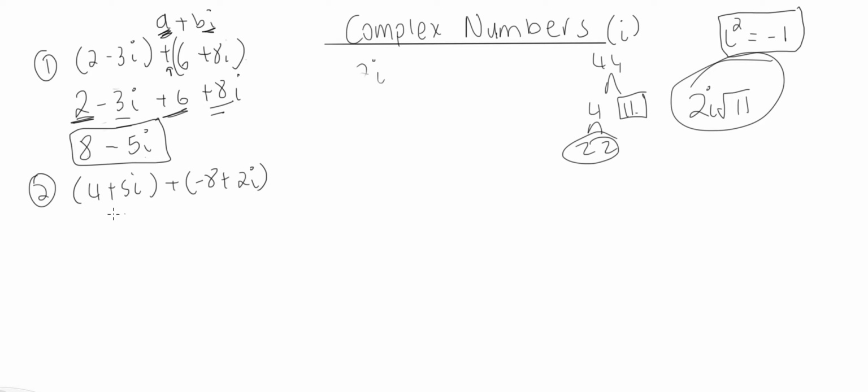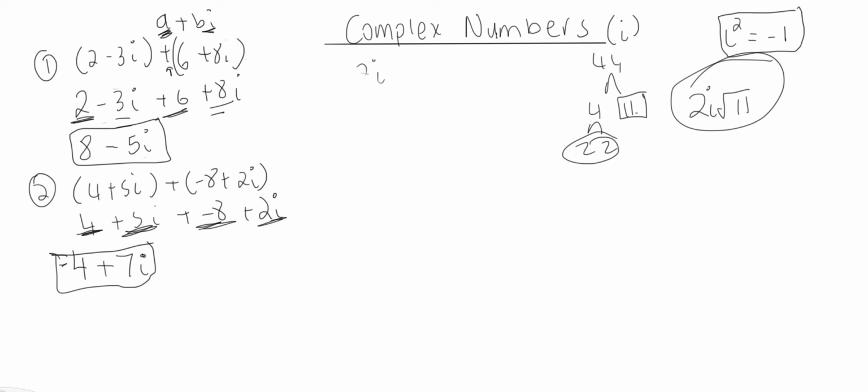So again, ignore your parentheses and just drop exactly what is in there without those parentheses. Now I would combine my like terms. So 4 plus negative 8 is a negative 4. And then the 5i plus 2i, which is 7i. Oh, that's supposed to be a negative. So that's my answer.